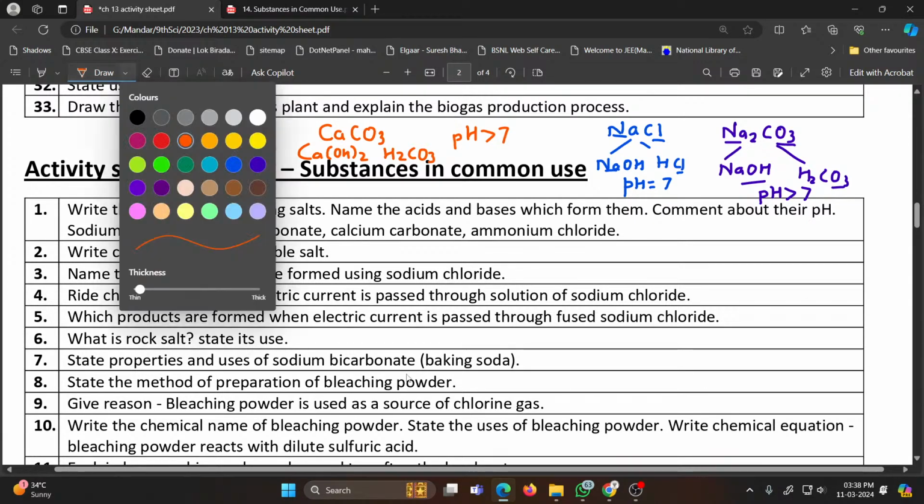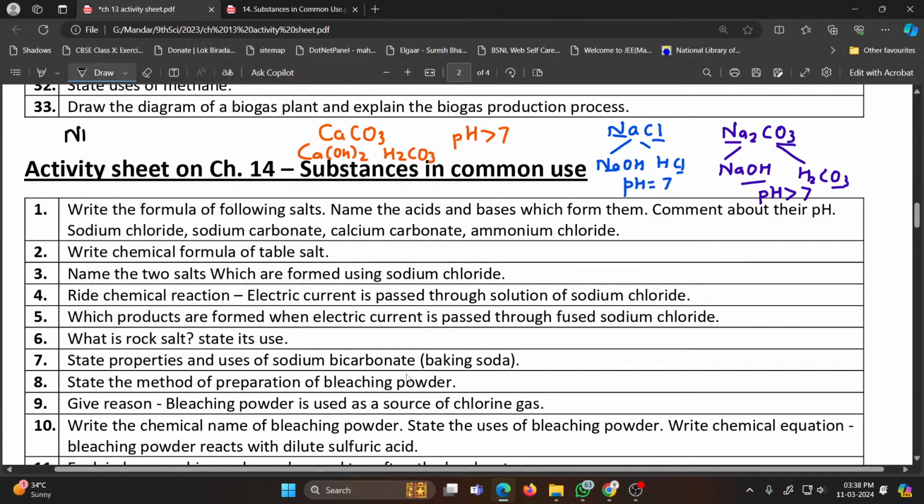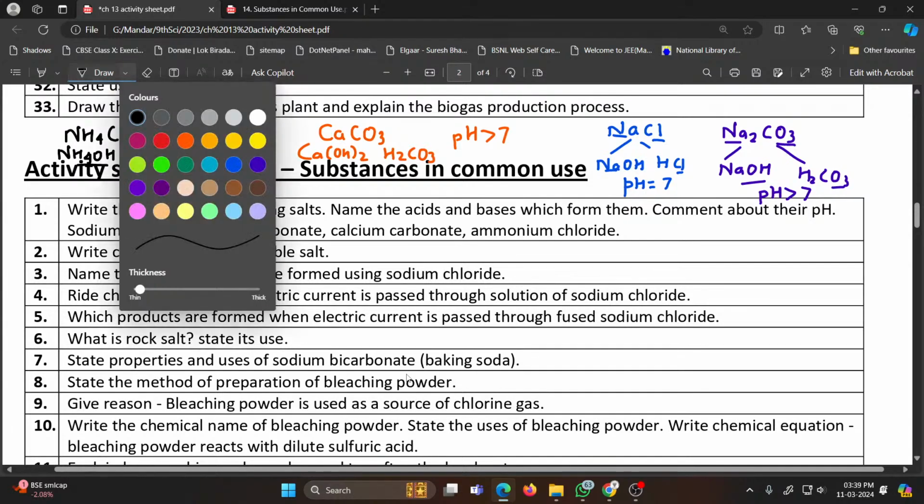Last one is ammonium chloride, NH4Cl, derived from a weak base ammonium hydroxide and a strong acid hydrochloric acid, and hence the salt is acidic in nature, and hence its pH is less than 7. So like that we can comment on the pH.